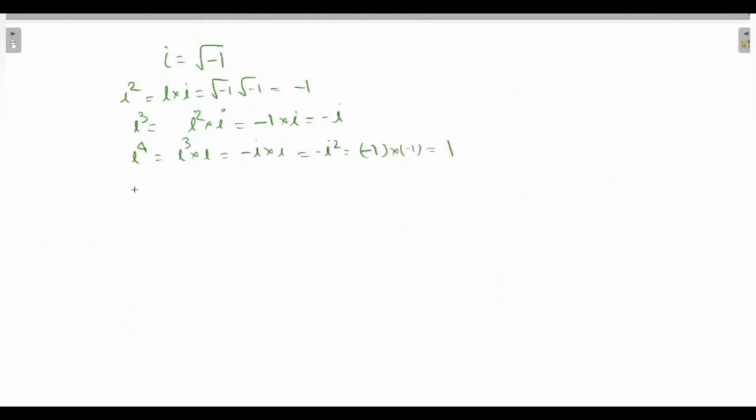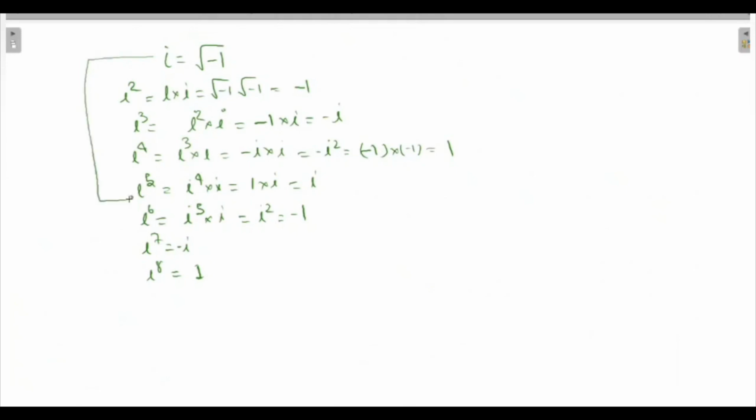Similarly, if you keep on going, i to the power 5 is going to be i to the power 4 into i, which is simply 1 into i. This is going to be i, and i to the power 6 is going to be similar: i to the power 5 into i, so it's going to be i square, which is minus 1. And i to the power 7 is going to be minus i, and i to the power 8 is going to be 1. So we see that there is a pattern evolving. I know that you guys know it. Just reminding you that with every fourth power, the pattern will repeat.